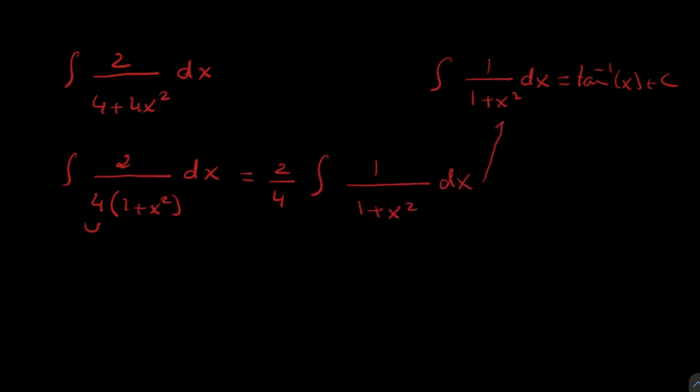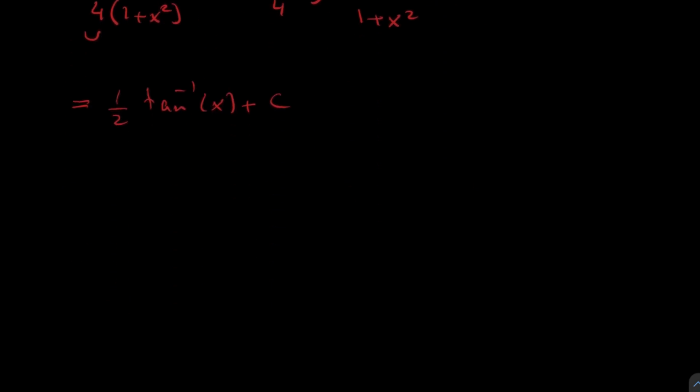Now if we match this with the main rule, so you will be getting 2 over 4, which is 1 over 2. Integral for 1 over 1 plus x squared dx is going to be equal to tangent inverse of x plus constant, and that's it. Let's say this example number 1. Let's go for example number 2.